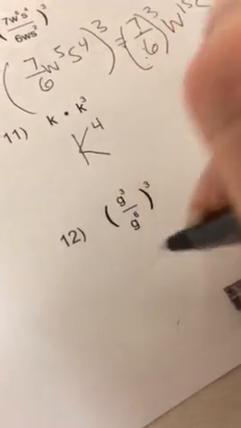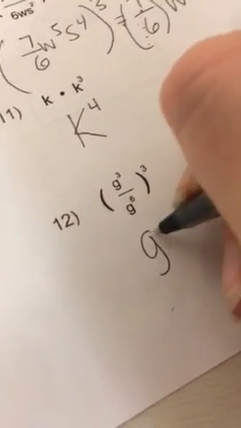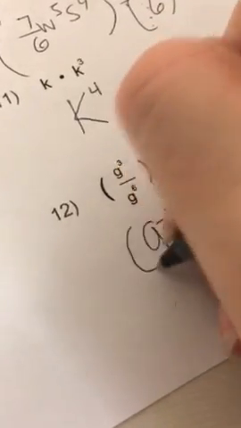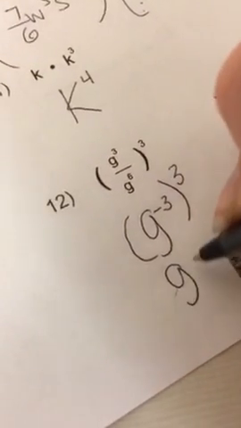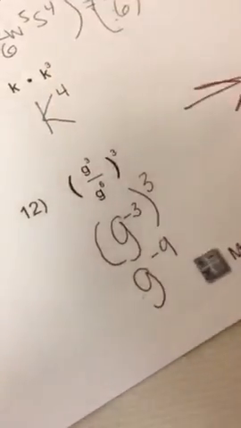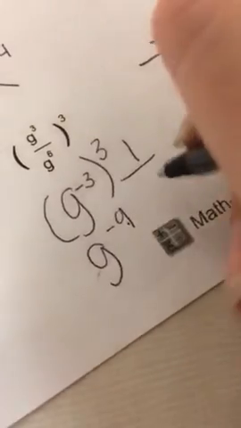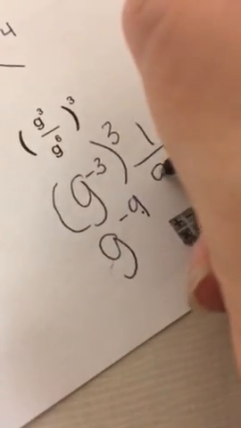For number 12, 3 minus 6 is negative 3, and this is all to the 3rd power. Negative 3 times 3 is g to the negative 9. But I know I cannot have a negative exponent, so I'm going to take the reciprocal, and it becomes 1 over g to the 9th.